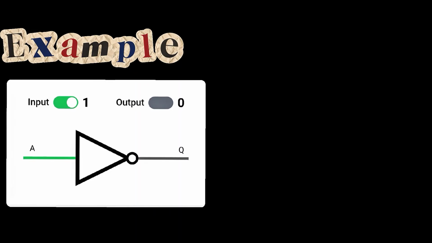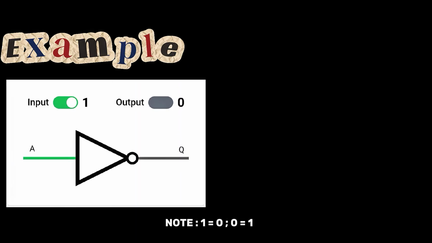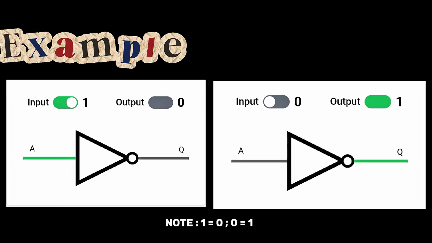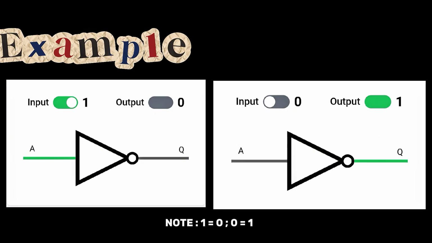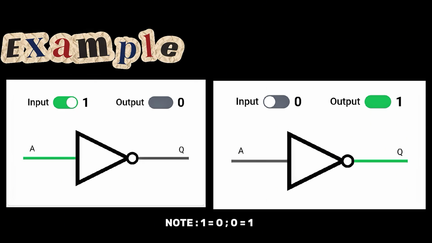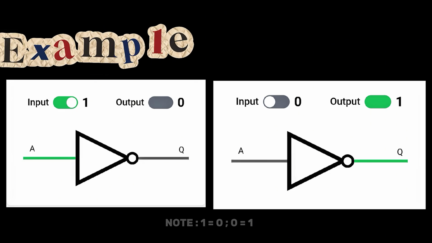If the input is 1, the output will be 0, and if the input is 0, the output will be 1. In other words, the NOT gate always gives the opposite value of the input. The Boolean expression for the NOT gate is Q equals NOT A, or Q equals A with a bar. This means the output Q is the inverse of the input A.